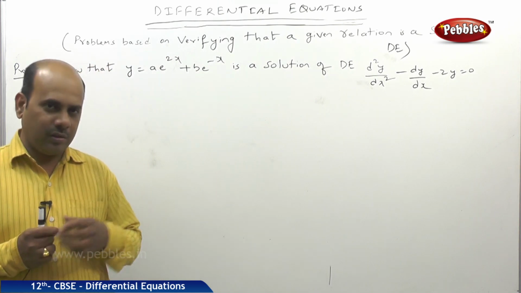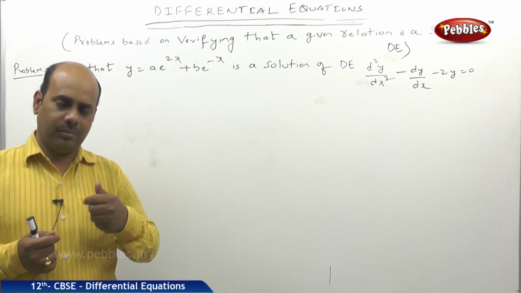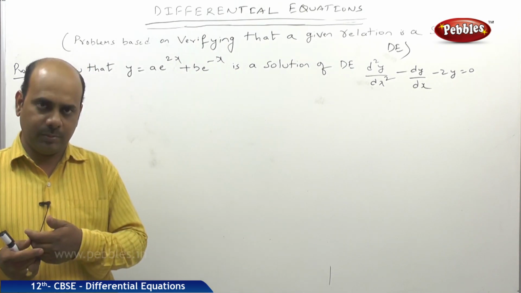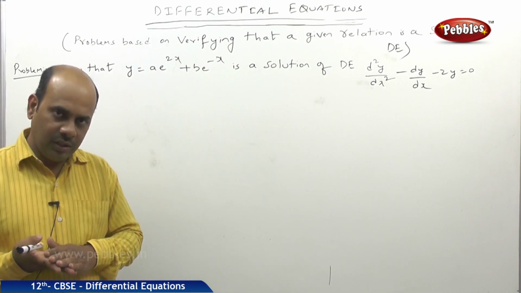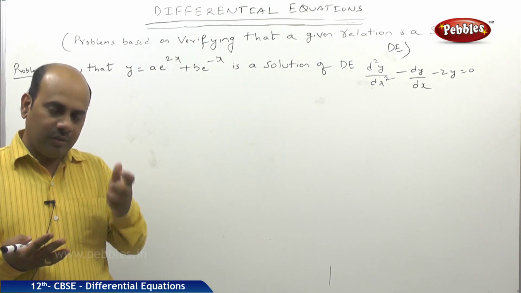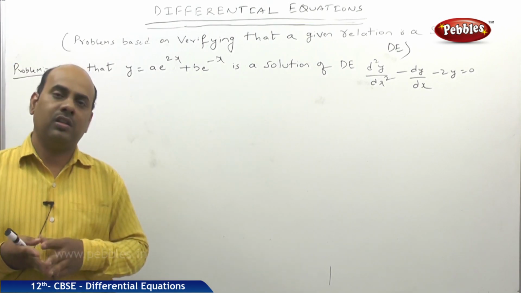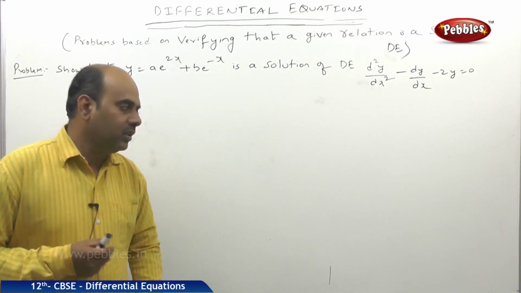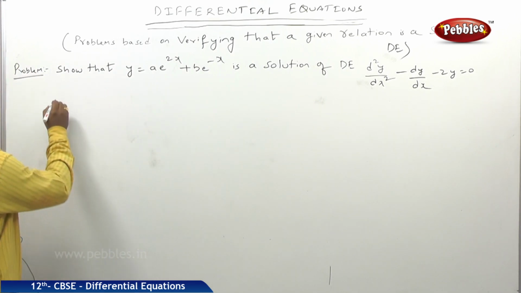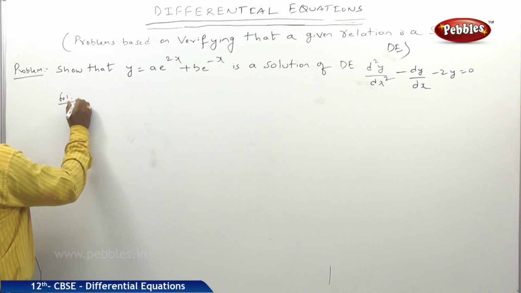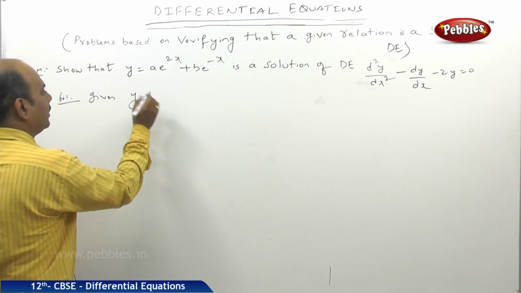That means some relation will be there. Relation means what? Relation between dependent variable and independent variable. For us, a relation between the dependent variable and independent variable is given, and that particular relation should satisfy the given differential equation or not. We need to verify. Right? Now, coming to our problem, what is our given relation?